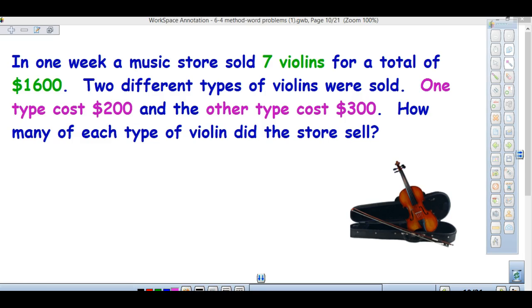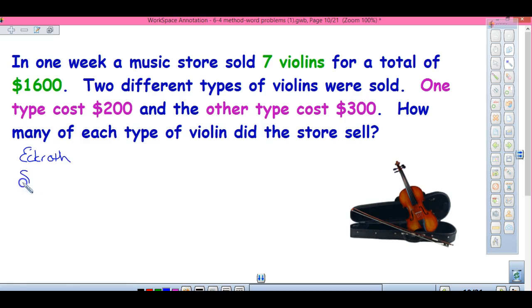Okay? So it says, in 1 week, a music store sold 7 violins for a total of $1,600. 2 different types of violins were sold. Anybody in orchestra? You are not. Okay? Well, let's say there's 2 different kinds. Let's name our 2 different kinds of violins. Let's go Eckroth and Schmidt. They're types of violins. Yes. No. I looked them up on the internet.